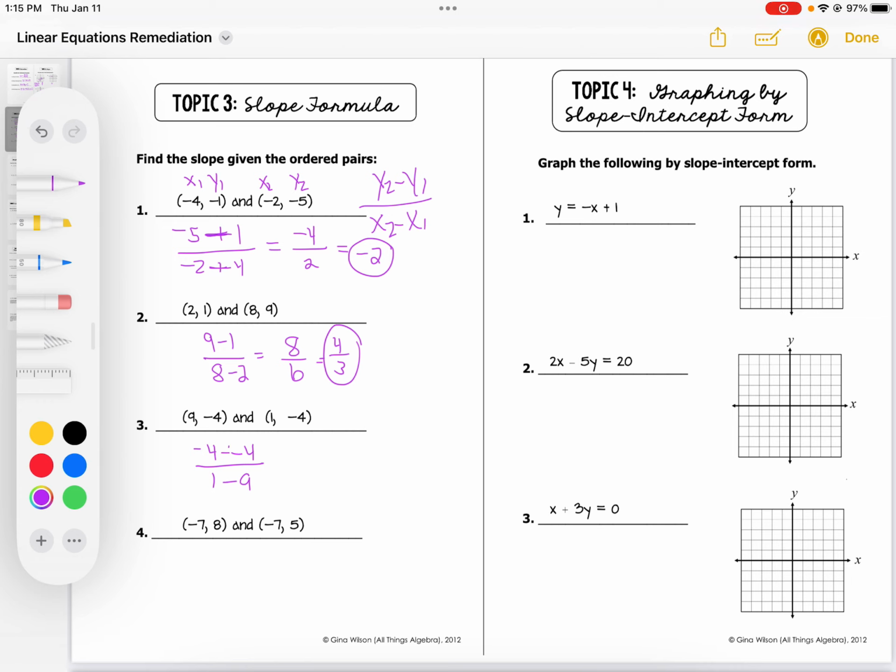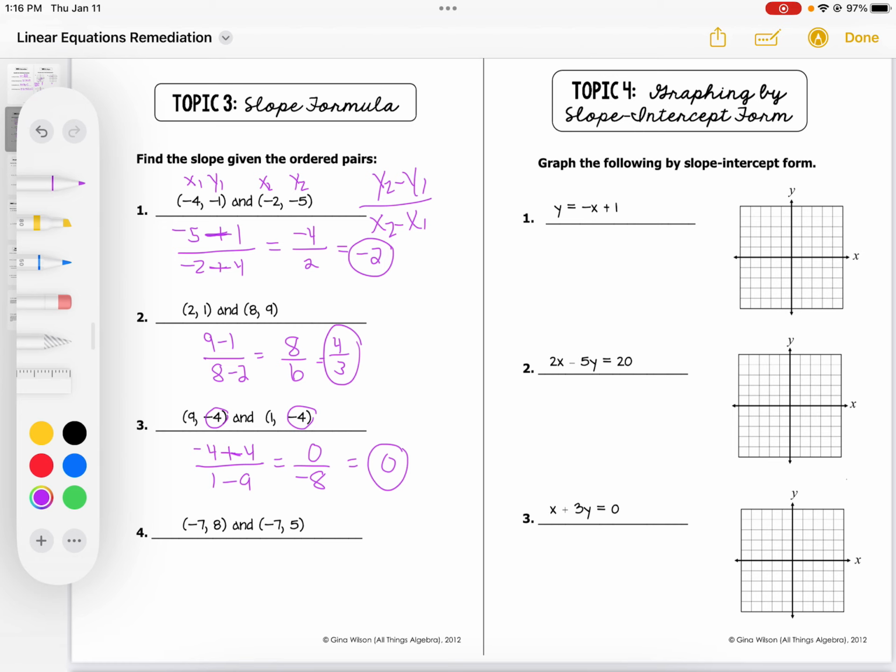-4 minus -4, double negative, makes it positive. The numerator is 0, the denominator is -8. 0 divided by any number is just 0. The slope of this line is 0 because it's a flat line. Notice both of these points have the same y value. That means that no matter what, the y is -4, so it's a flat line.